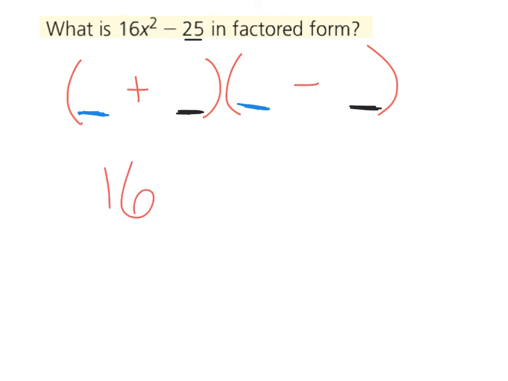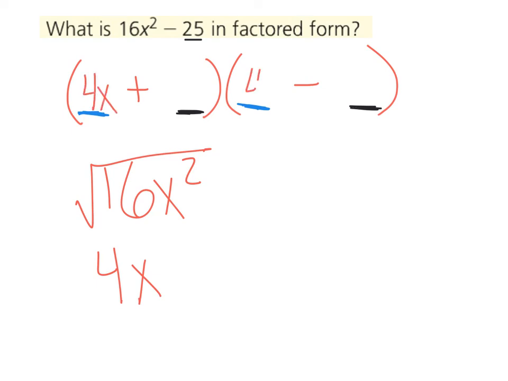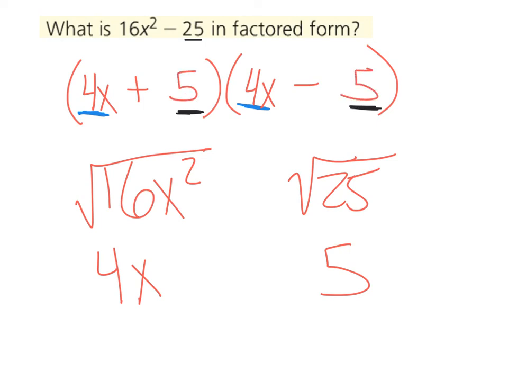So we want the square root of 16x squared. So the square root of 16 is 4, the square root of x squared is x. So 4x is our first term in our parentheses. And then we want the square root of 25, which is 5. So the second term is going to be 5. And this is all we have to do. We take the square root of the first term, goes here, square root of the second term, one's plus, one's minus. That's how we do difference of squares, factoring a difference of squares.